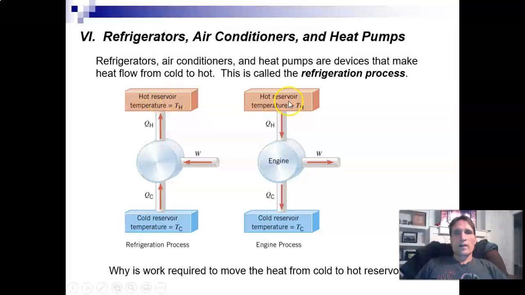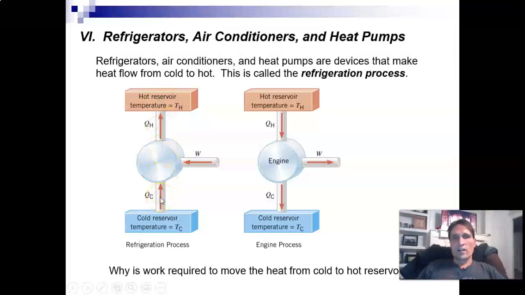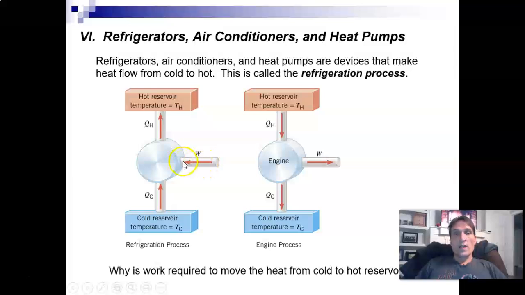So there's one problem here. If you look at the heat engine, heat spontaneously flows from hot to cold, so that's no problem. You get work out. With refrigerators, air conditioners, or heat pumps, we're trying to pump heat against the gradient. We're trying to pump it from cold to hot, right? And it's not going to spontaneously go in this direction, according to the second law of thermodynamics. And so this requires work as an input.